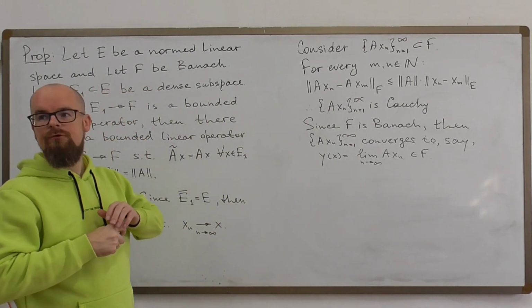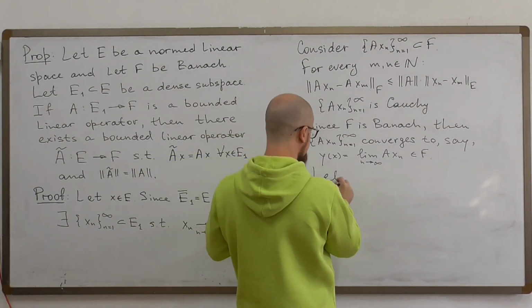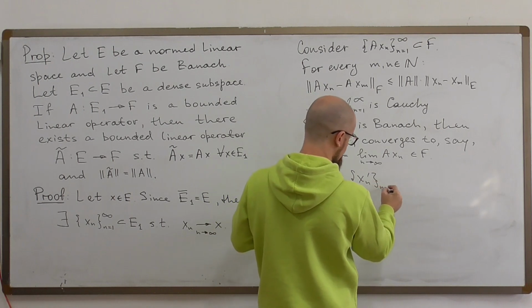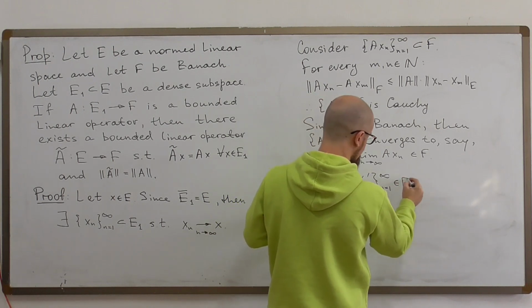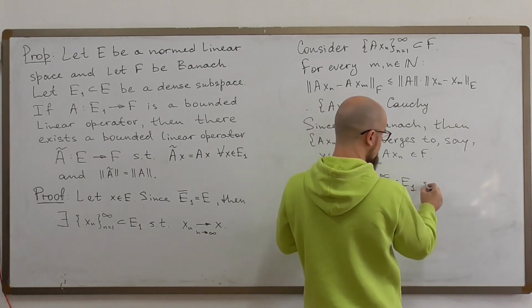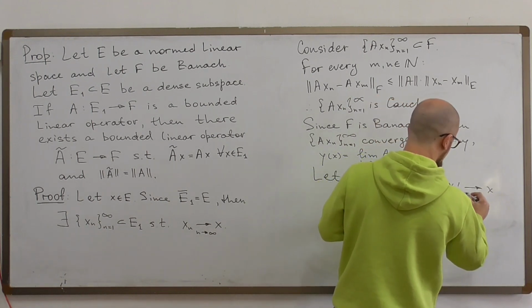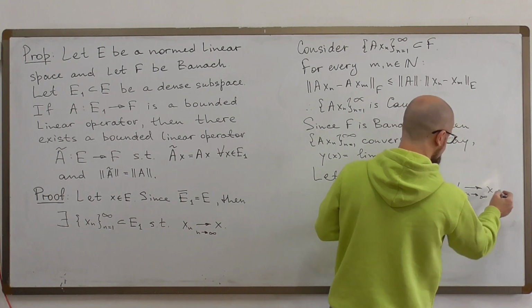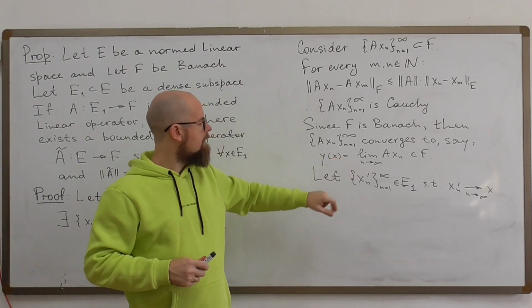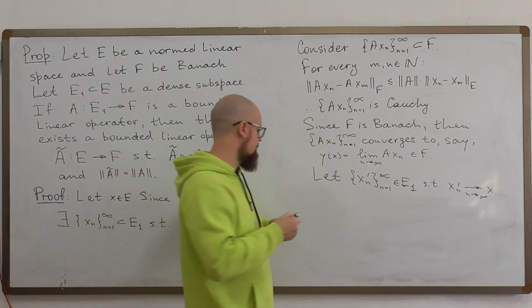Let us first of all show that this limit is unique. So let us take another sequence x_n prime such that it converges to x as well. And let us denote by a this limit, and by b the limit of the sequence A x_n prime.